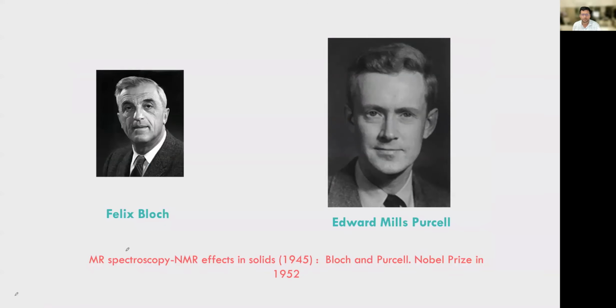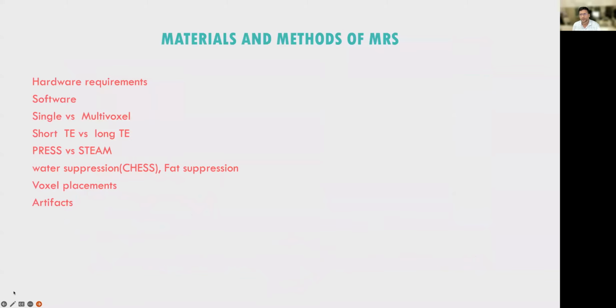So MR spectroscopy, NMR, was there earlier. In fact, these people did this work in 1947, but unfortunately it disappeared, because we needed certain hardware requirements. At the end of the lecture, you'll be able to tell what is single voxel, multivoxel, short TE, long TE, what is the PRESS technique, what is STEAM, what is water suppression, CHESS, and we'll also be dealing with artifacts.